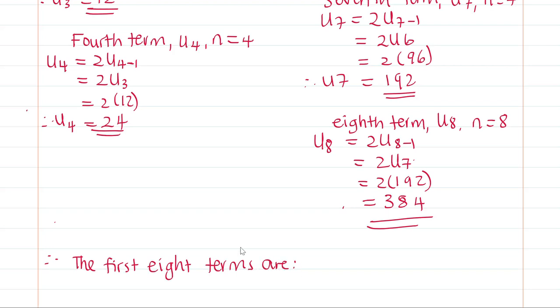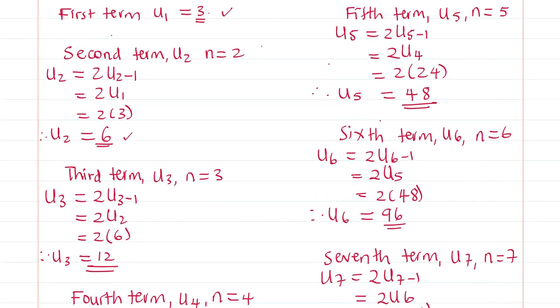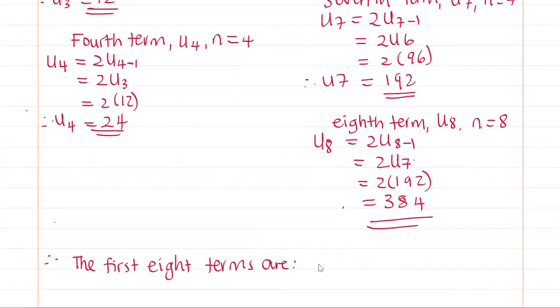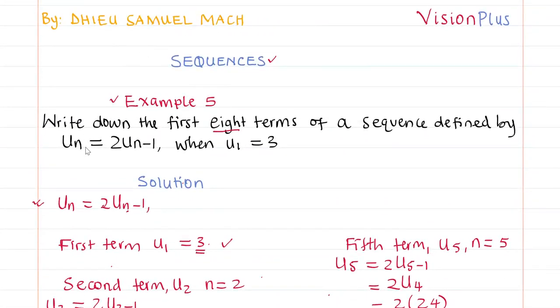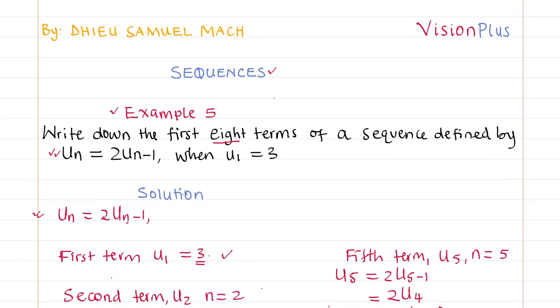are, what was our first term? 3. It was given. So we have 3, 6, 12, 24, 48, 96. Please, you just come back and copy 192 and then 384. So these are the first 8 terms that are defined by the given pattern or the given rule or the formula. Otherwise, this is the end of example 5.